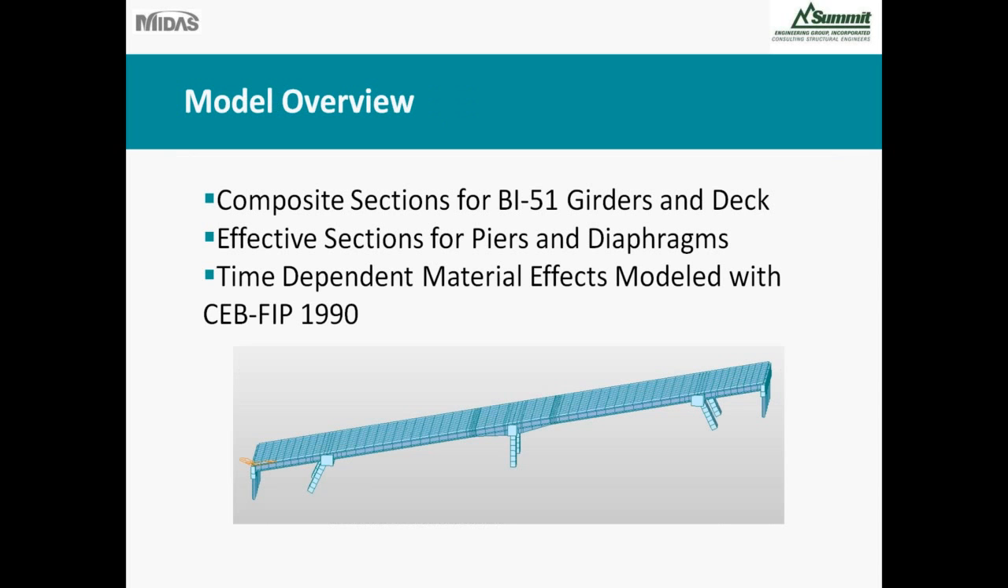For the model, we use composite I-girder sections with the cast-in-place deck as the second part of the composite, just a two-part composite section. Also applied effective section properties for piers and the bent caps.